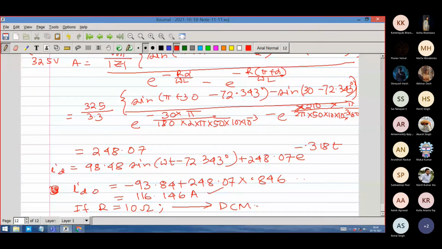L high value is good, meaning it will be in CCM, and R high value, it will go towards the DCM. So that is well known. From the concept itself, we can understand. So L increases, it moves towards CCM. R increases, it moves towards DCM, all other quantities remaining the same. If R is equal to 10 ohm, you will go into DCM condition. Any question?